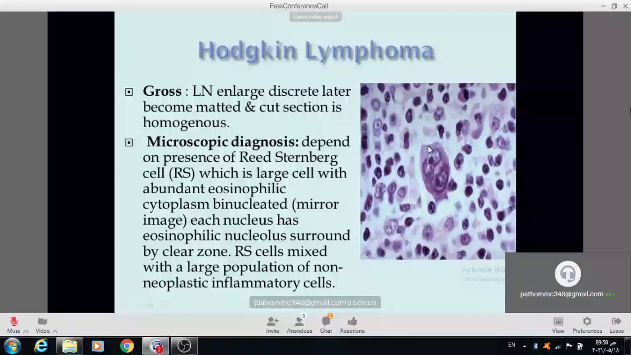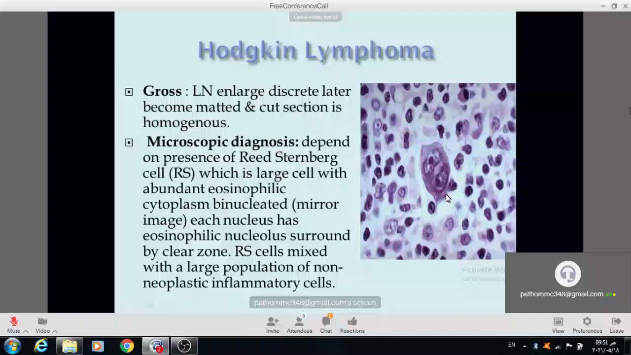So they are large cells with abundant eosinophilic cytoplasm. They have a binucleated nucleus, two nuclei, and these nuclei are mirror images of each other. Each nucleus has a nucleolus, and around the nucleolus there is a clear area. All of this is called the RS cell. This is the classical RS cell. Once you see this cell in the slide, you can say the patient has Hodgkin lymphoma.